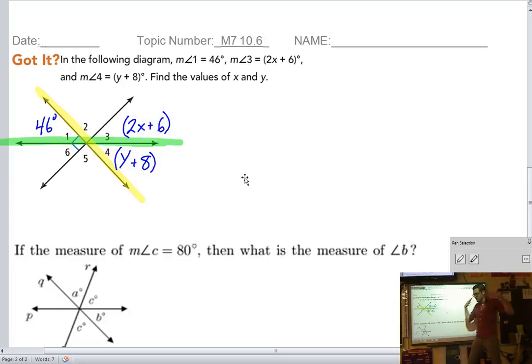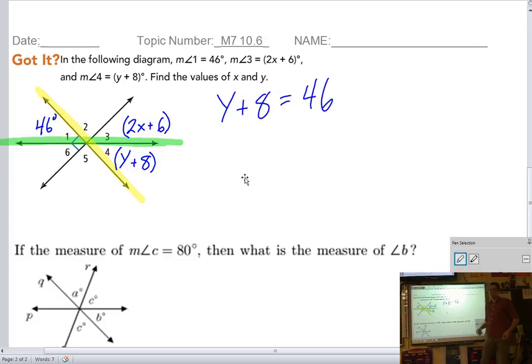I would think that you see it, but if not, I'm going to do a song and dance up here. Y plus 8 is equal to 46 is what that tells me. 1 is vertical with 4. So now if I subtract 8 from both sides, I'm going to get that y is equal to 38 degrees. All right, so that's one thing. Check that off.